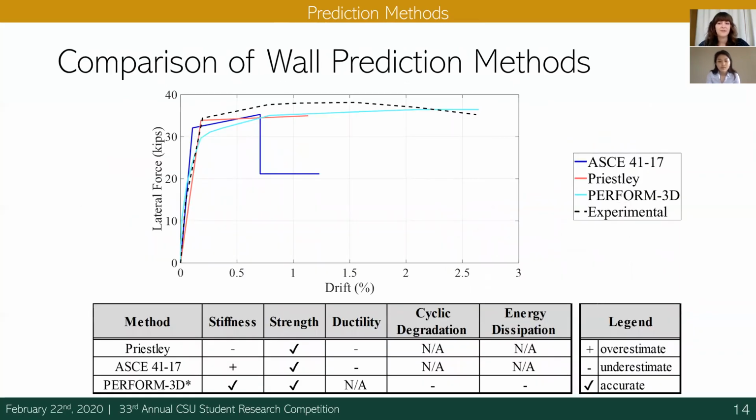After exploring the different prediction methods, we were able to determine each method's accuracy as it relates to the experimental pushover results shown in the black dotted line. The Perform 3D model was best at capturing the stiffness or the initial slope in the plot. All of the methods were acceptably accurate at capturing the peak strength of the wall, but neither the Priestley nor the ASCE 41-17 methods were able to accurately capture the drift capacity of the wall. Because Perform 3D does have the capability to find drift, cyclic degradation, and energy dissipation, it was important that we refine our Perform 3D modeling.